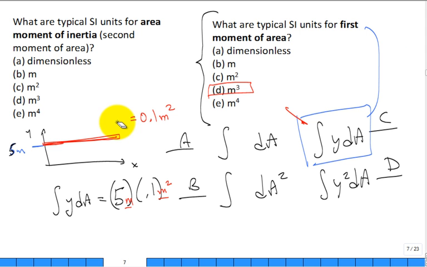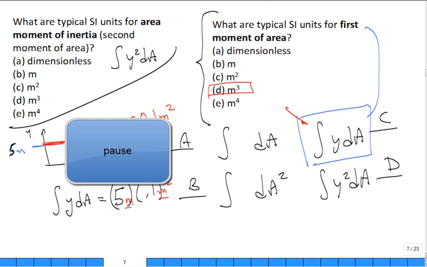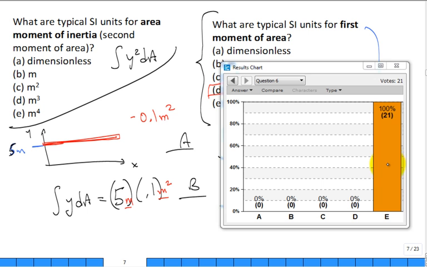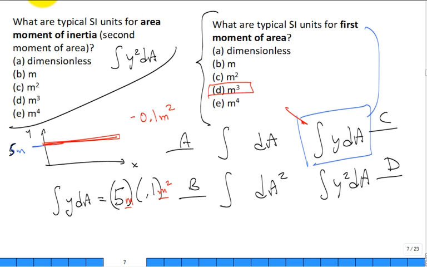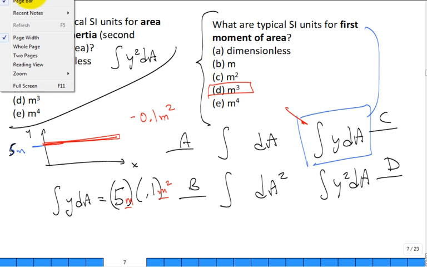Maybe it's not harder. Maybe all this helps you. Okay. What are the typical SI units for area moment of inertia? What was the equation for that one? There you go. So 100% correct. Very good. Now let's do this. Here's a new one. Insert new page.